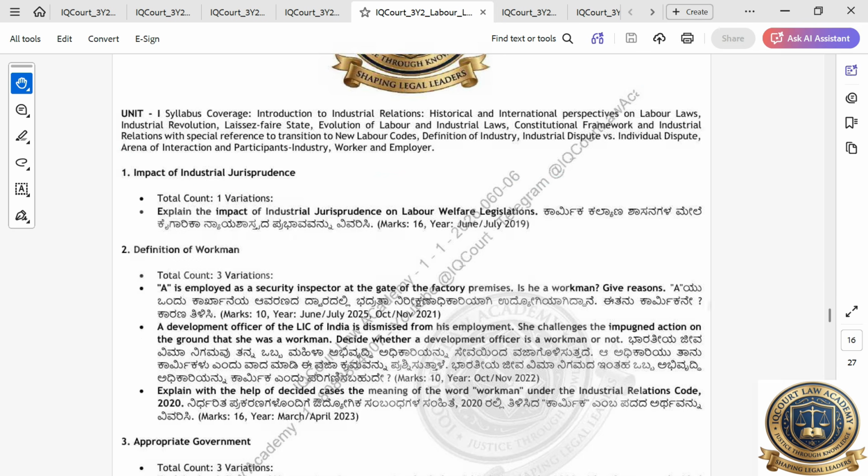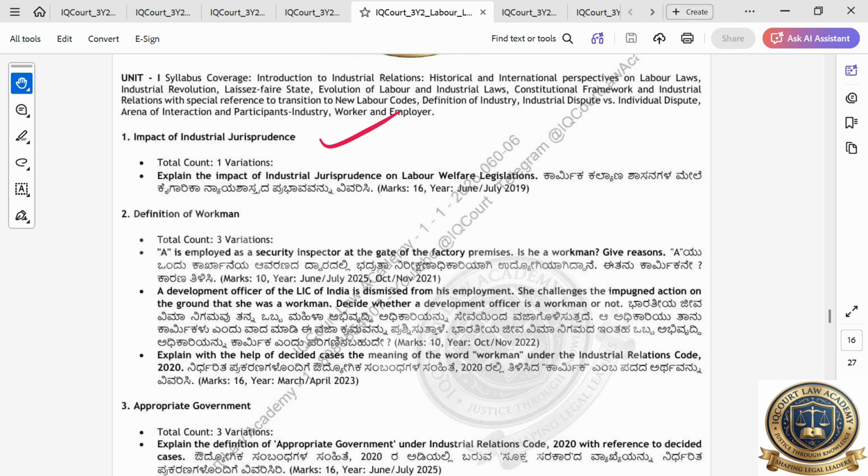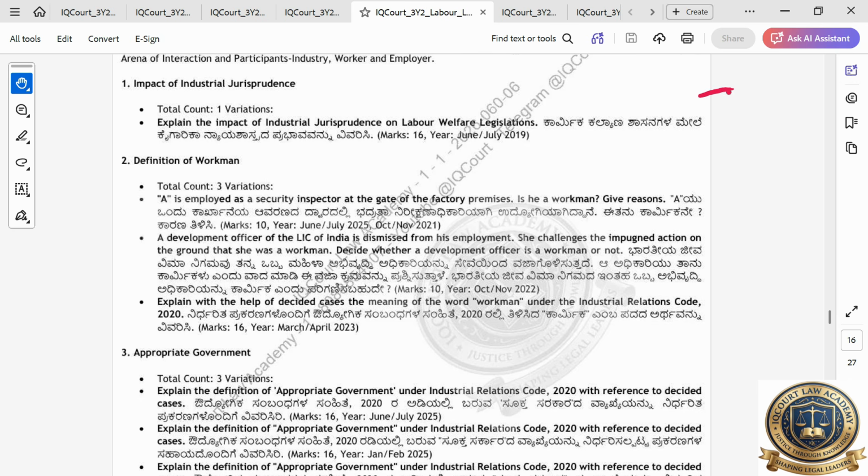This is the Unit 1 syllabus. Impact of industrial jurisprudence in this. Explain the impact of industrial jurisprudence on labor welfare legislation. We will explain this in our IQCourt study material. This is the 50% important question.